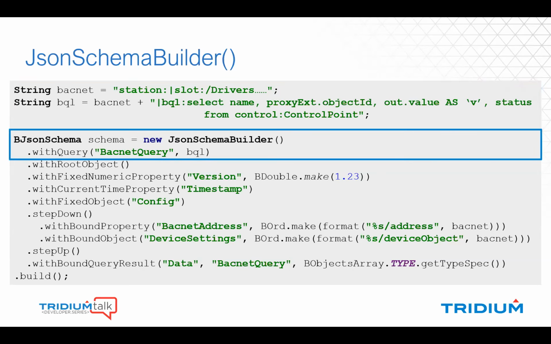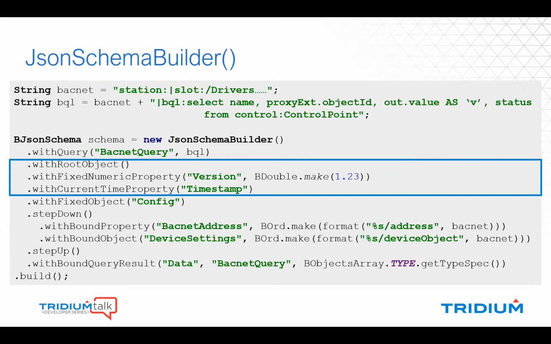Now we introduce the JSON Schema Builder class, which is very much based on the conventional Java builder pattern, because you'll notice the last part of this line is a build method which returns the JSON schema, which you can then mount into a running station. The first thing we've done is we've given it the BQL query, which we defined on the second line.